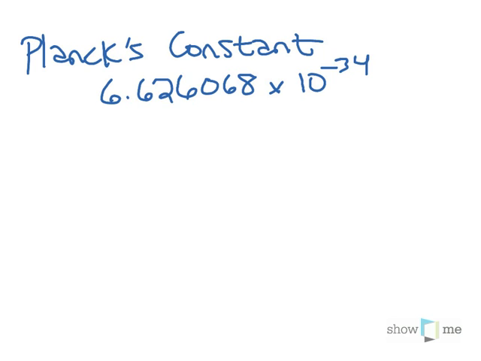So, here we go. Obviously, the digits 6, 6, 2, 6, 0, 6, and 8 are going to be in the number. If the decimal point is between the 6's, we need to move it to the left 34 places. That means that there should be 33 zeros before the first 6. Here we go.